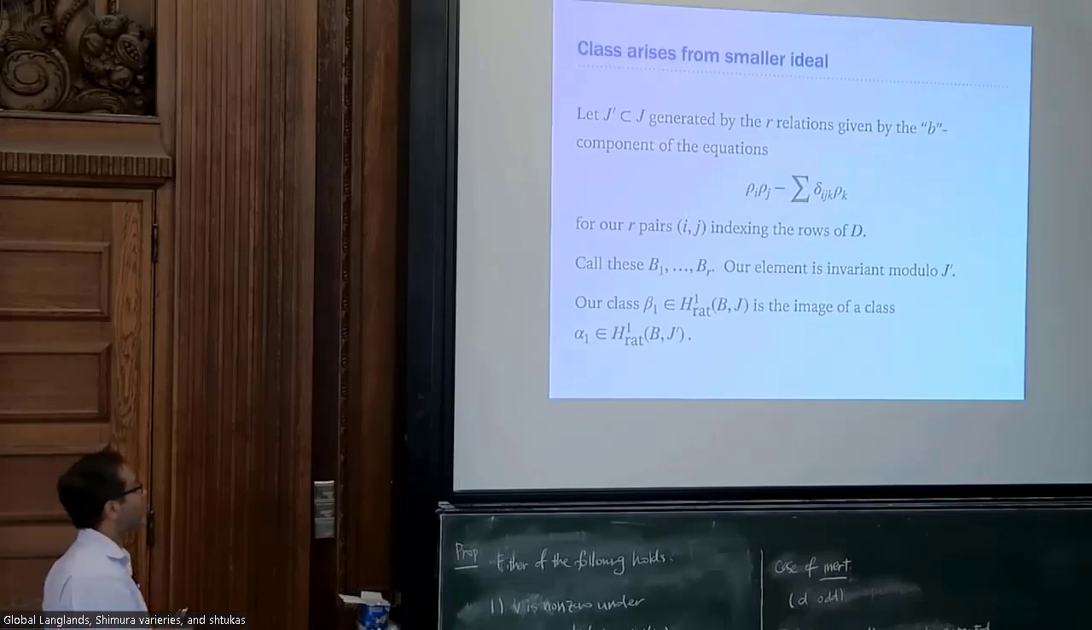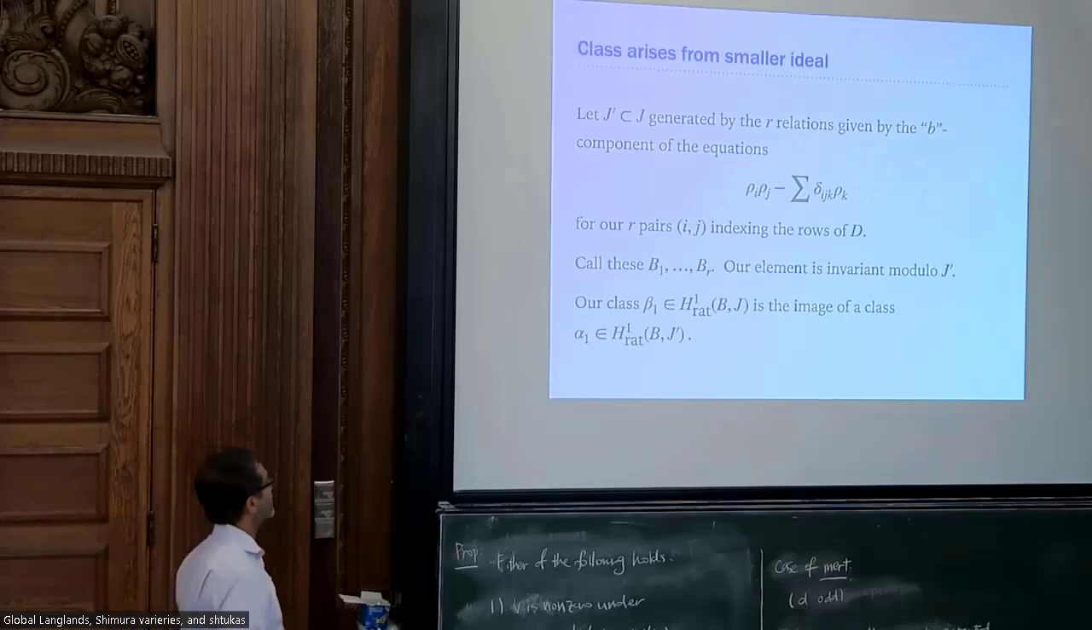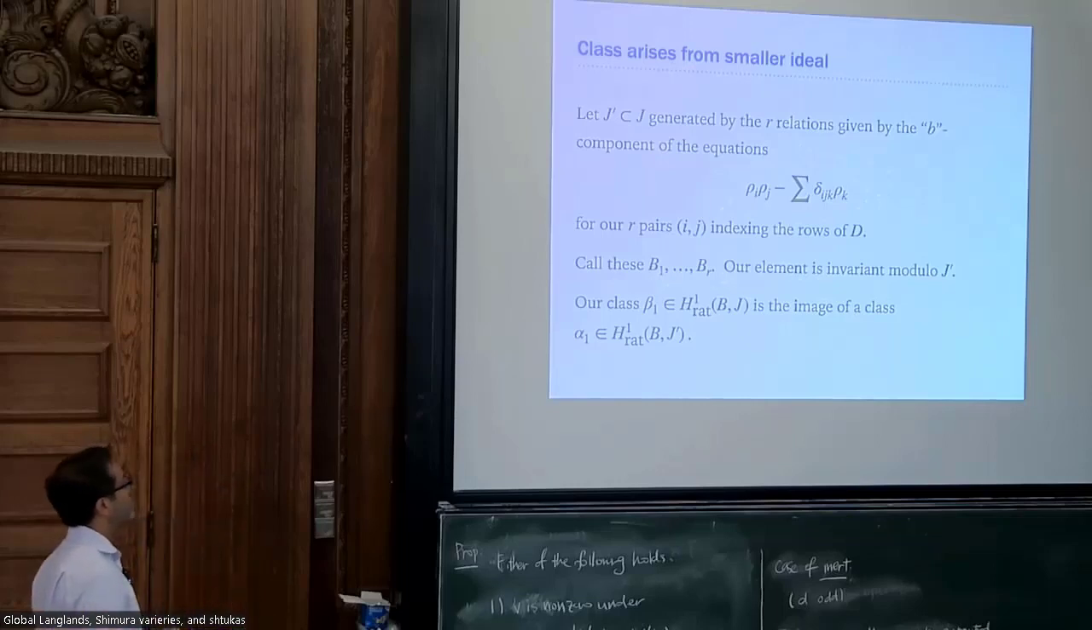Okay, so let's call these B components of these matrices B1 through BR. And so J prime is the ideal generated by B1 through BR. And it turns out that the element that you want to show is actually coming from traces and determinants, that it's actually invariant modulo J prime.